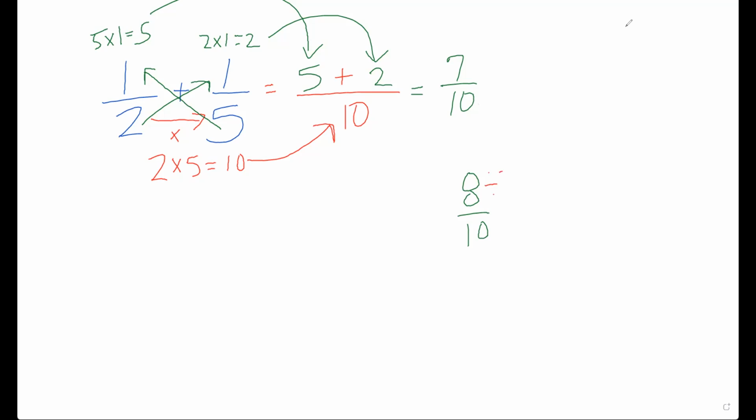So I can say 8 divided by 2. And I can say 10 divided by 2. All right, and that's going to give me 4 up top and 5 on the bottom. So this is an example of simplifying. Basically what we're doing is we're just making the values smaller.